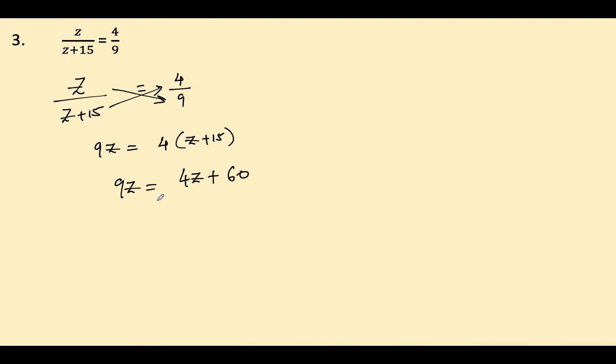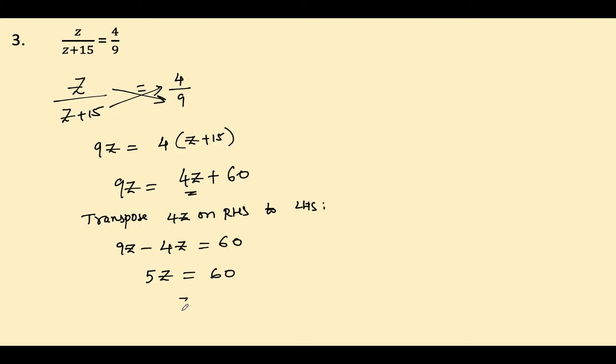Now this is a linear equation with the variable term z on both sides. So let us first transpose this 4z, which is on the right hand side, towards the left hand side. Then what do you get? 9z minus 4z is equal to 60. 9z minus 4z is 5z. 5z is equal to 60. So what should z be? z must be 60 by 5. 12 5s are 60. So the value of z is equal to 12, or the solution to this given equation is z is equal to 12. Let's look at the next question.